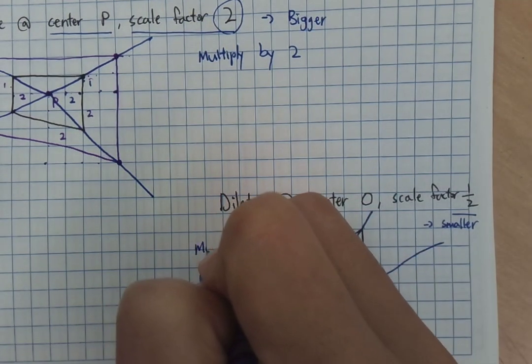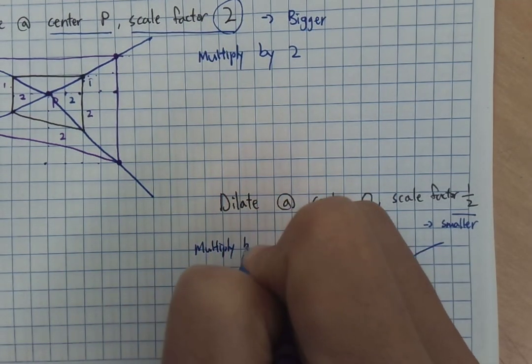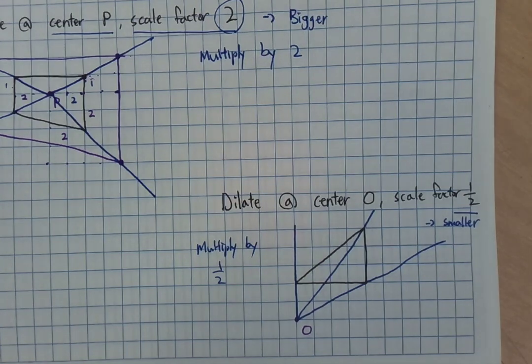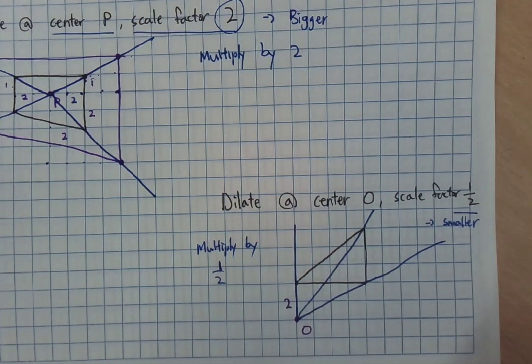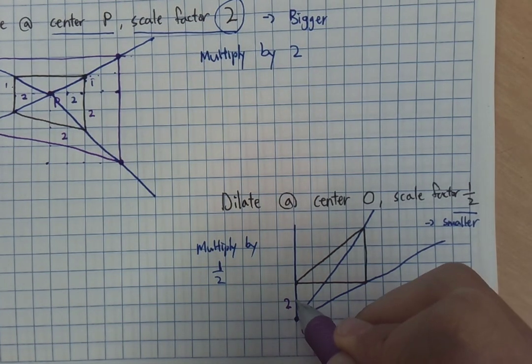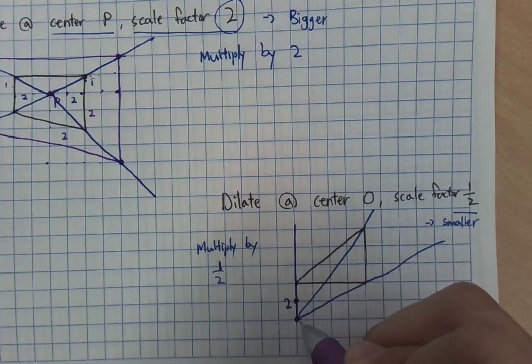Now again, we have to multiply by the scale factor. So we'll multiply by 1/2, right? So let's count from this center to this vertex. I go 2 up, right? 2 up. So if I multiply everything by 1/2, or that is divided by 2, right? 2 divided by 2, or 2 times 1/2 is actually just 1. So that is where I mark it, 1.